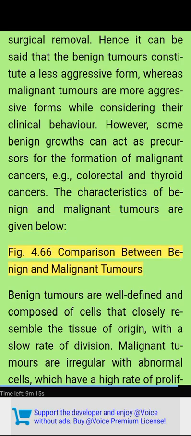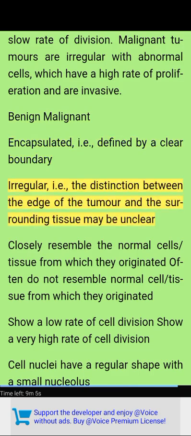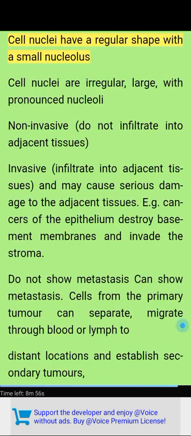Figure 4.66 Comparison between benign and malignant tumors. Benign tumors are well defined and composed of cells that closely resemble the tissue of origin, with a slow rate of division. Malignant tumors are irregular with abnormal cells, which have a high rate of proliferation and are invasive. Benign: encapsulated, i.e., defined by a clear boundary. Malignant: irregular, i.e., the distinction between the edge of the tumor and the surrounding tissue may be unclear. Benign: closely resemble the normal cells, tissue from which they originated. Malignant: often do not resemble normal cell tissue from which they originated. Benign: show a low rate of cell division. Malignant: show a very high rate of cell division. Benign: cell nuclei have a regular shape with a small nucleolus. Malignant: cell nuclei are irregular, large, with pronounced nucleoli.